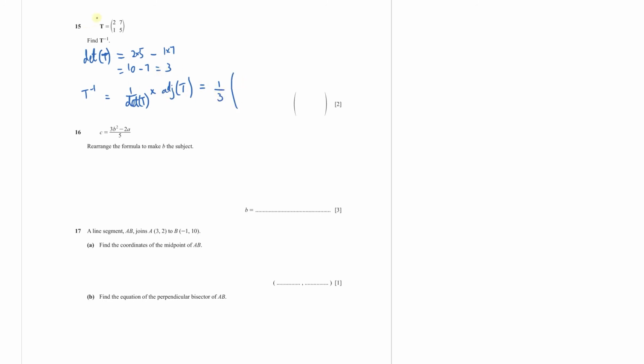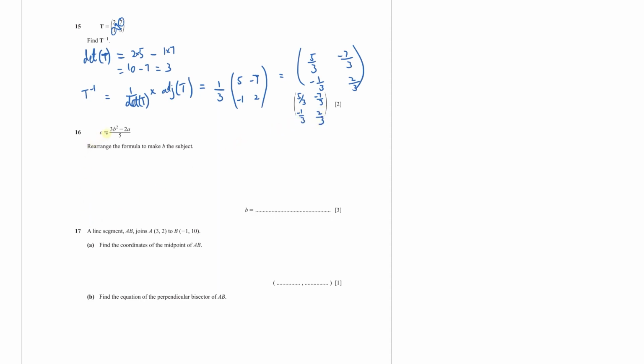And then what is the adjugate? Adjugate is you swap the values of these two. So 2 and 5 will swap places and you change the sign of the other two. So this 5 will move up here, 2 will move below here, and then this will become minus 7 and this value will become minus 1. So if you want, you can take 1 by 3 inside. So this will give you 5 over 3, minus 7 over 3, minus 1 over 3 and 2 over 3. So this will be your final answer.